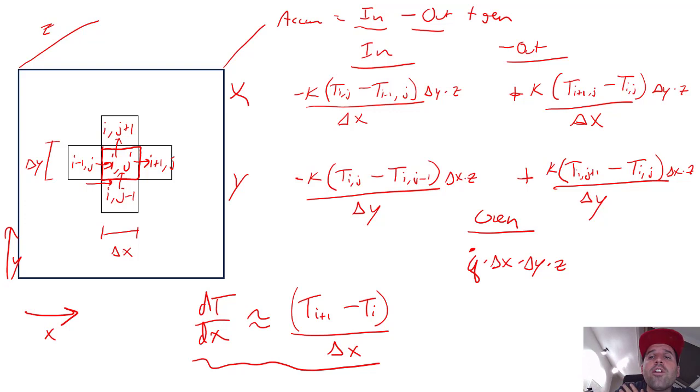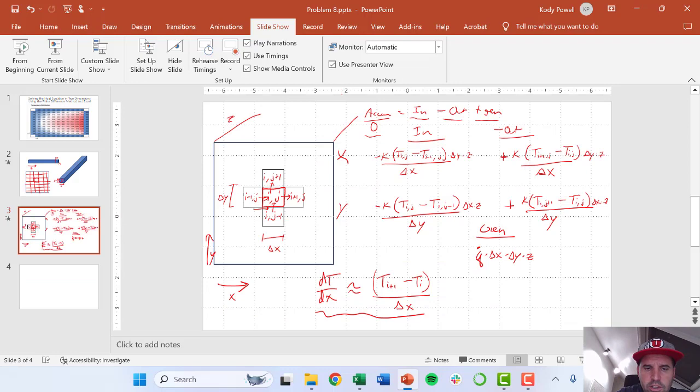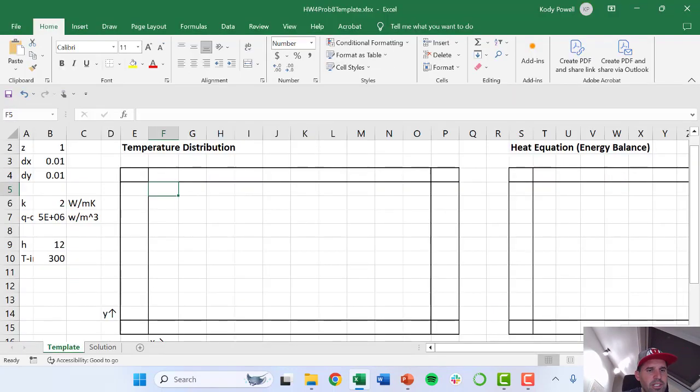So what we're going to do is set up each of these energy balances in Excel by writing them out in equation form. On the left-hand side, accumulation is going to be 0. So we're going to set this up so that we are solving for the right temperature profile that satisfies this energy balance such that our accumulation term equals 0. So I'm going to hop over to Excel and show you. I've got this little template set up already.